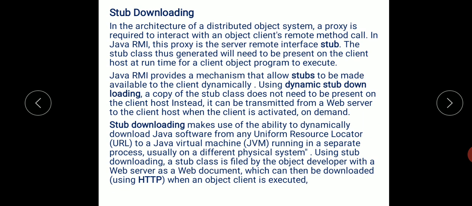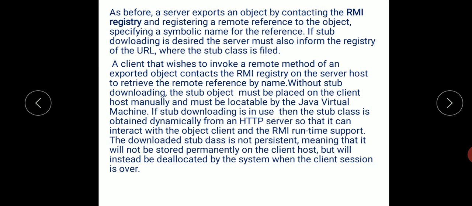Using stub downloading, a stub class is filed by the object developer with the web server as a web document, which can then be downloaded using HTTP when an object client is executed. That means the stub can be downloaded dynamically whenever it is required.